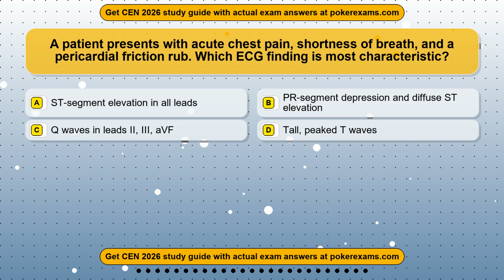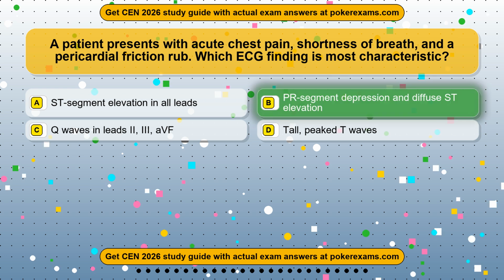Question 2. A patient presents with acute chest pain, shortness of breath, and a pericardial friction rub. Which ECG finding is most characteristic? Option A, ST segment elevation in all leads. Option B, PR segment depression and diffuse ST elevation. Option C, Q waves in leads 2, 3, aVF. Option D, tall, peaked T waves. The correct answer is Option B, PR segment depression and diffuse ST elevation.